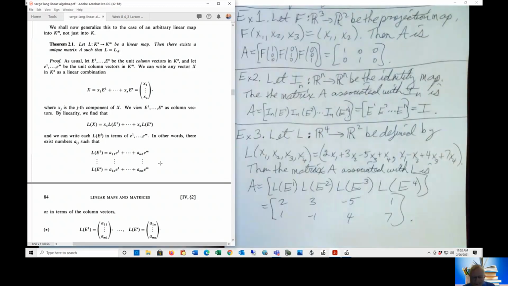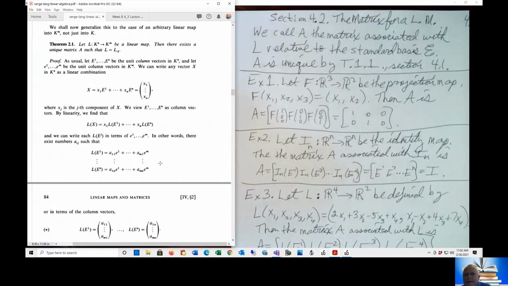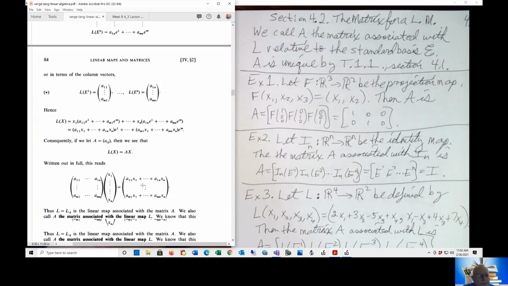Okay, and that's on my next page, actually. We call A the matrix associated with L relative to the standard basis script E, E1 through En. And again, the matrix A is unique by Theorem 1.1 from section 4.1. All right, so let's look at some examples.